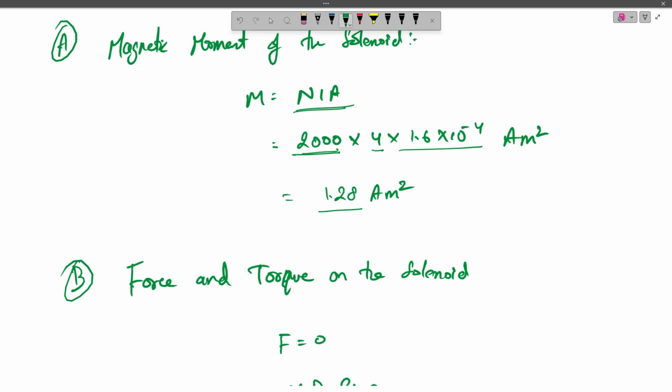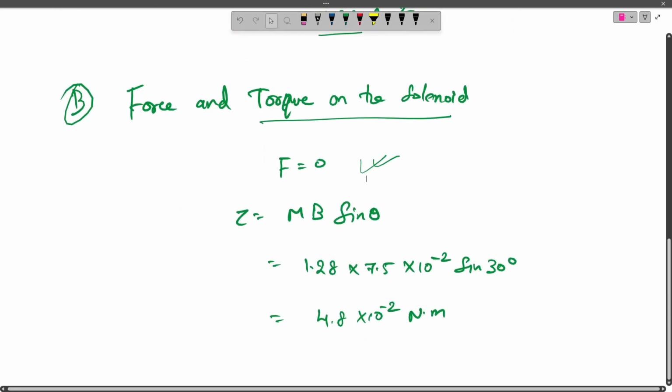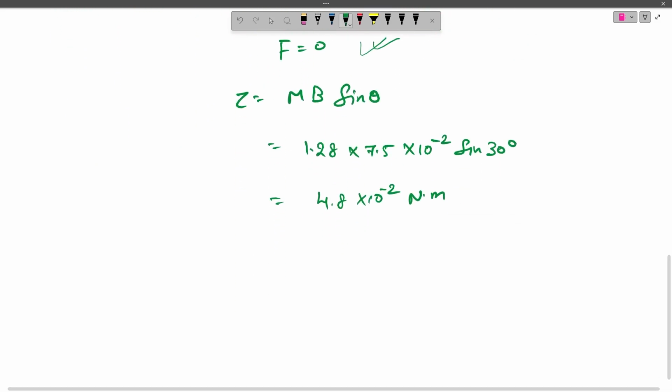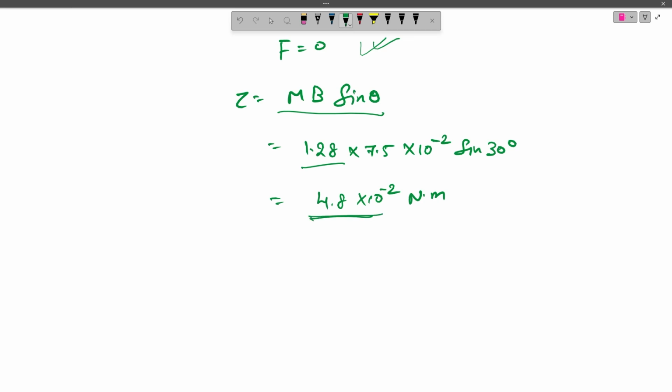And the second question asks what is the torque on the solenoid. Since we know that the magnetic field is uniform, force is going to be 0. So calculating torque, we can use the formula MB sin theta, where M is 1.28 and the magnetic field is 7.5 × 10^-2, that is given. So we will get a value of 4.8 × 10^-2 Newton meter torque.